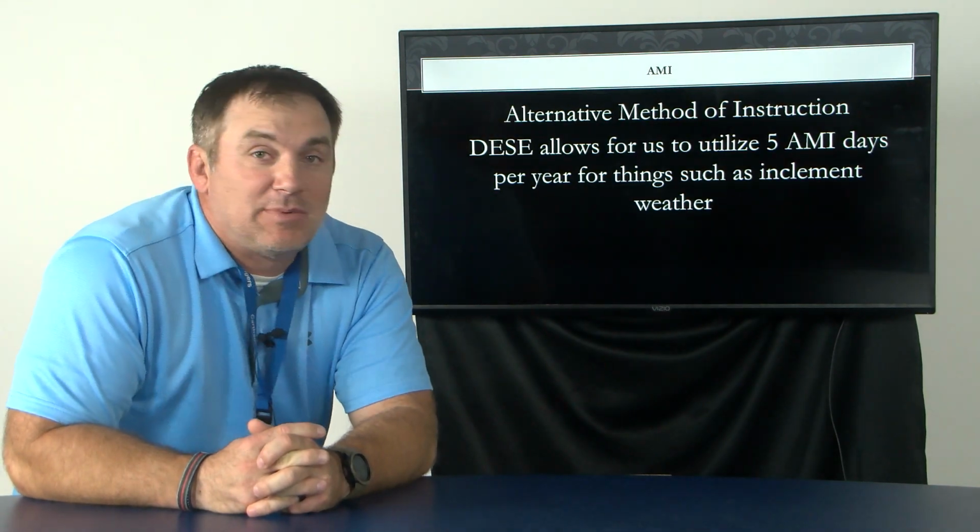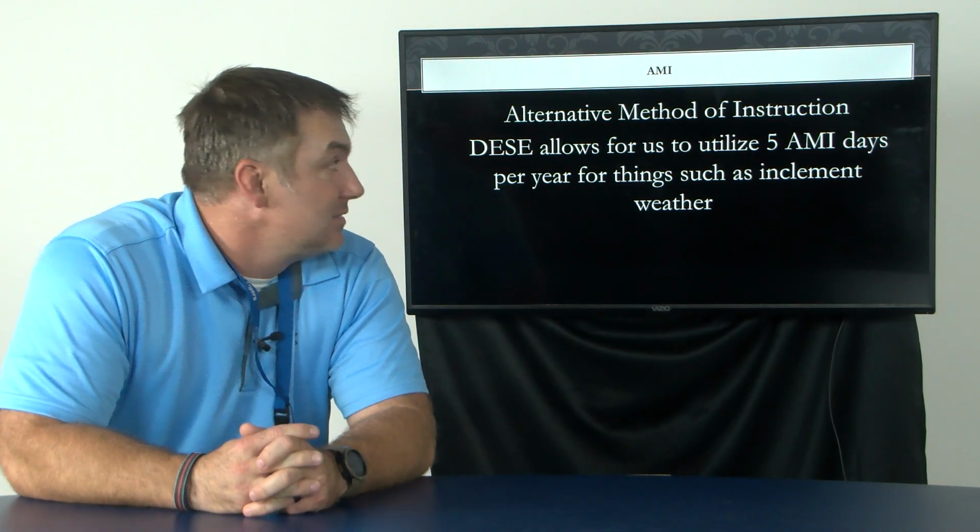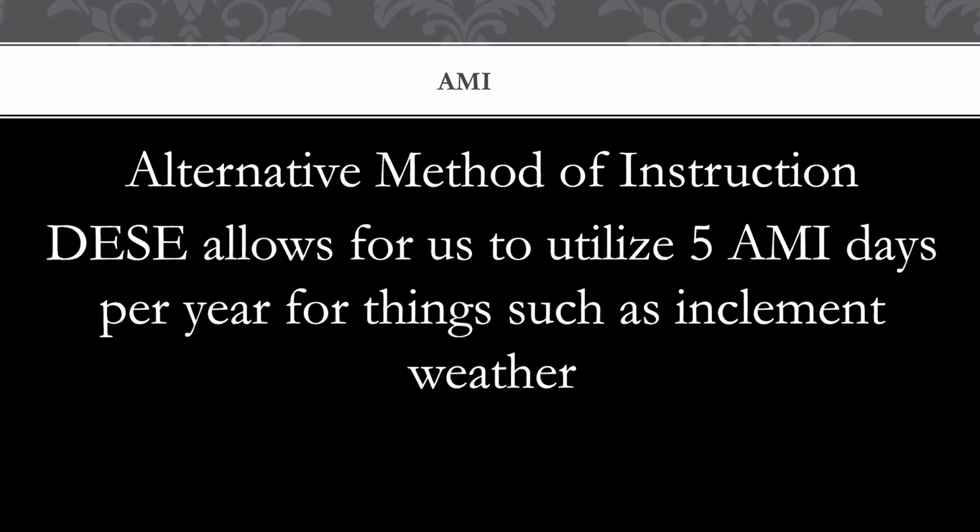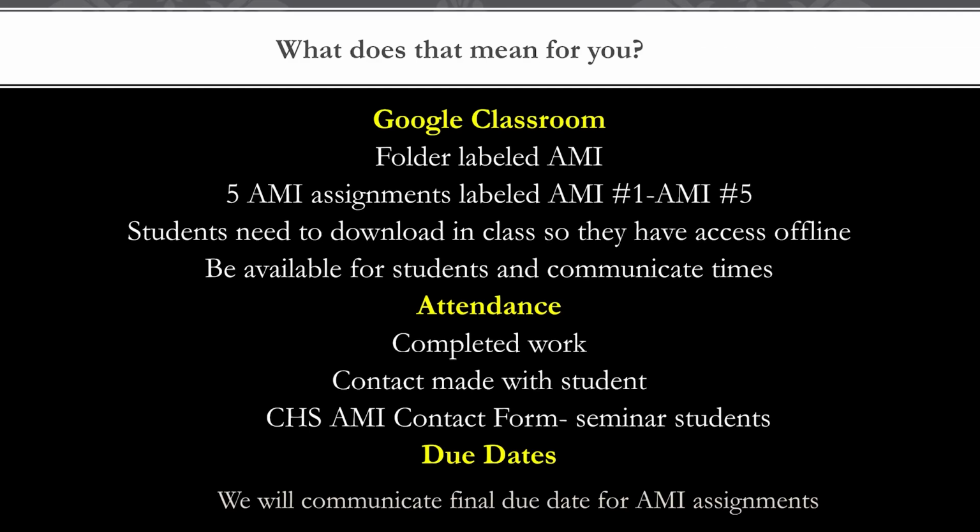All right, just like Mr. Perkins said, I'm going to talk to you about AMI. We're going to look at the expectations and what exactly AMI is. AMI stands for Alternative Method of Instruction. The state a few years ago came up with AMI and allows us 5 AMI days to use for various things, including inclement weather. So what does that mean for you?